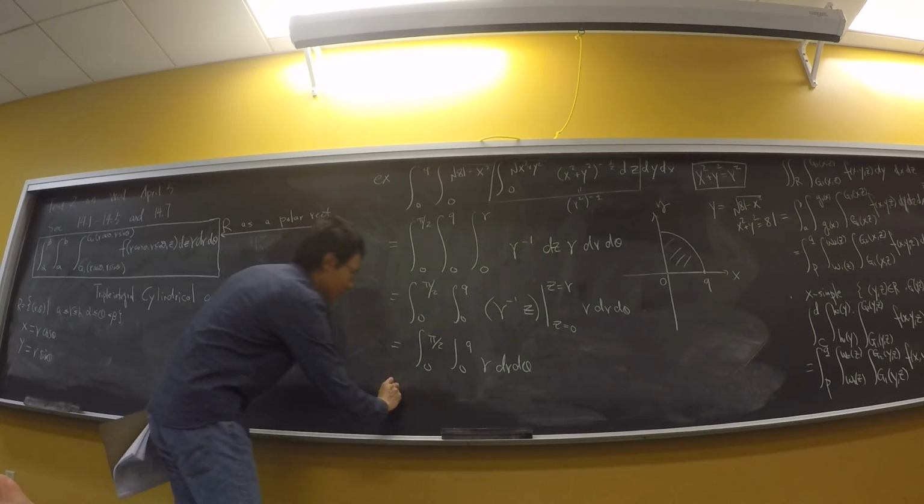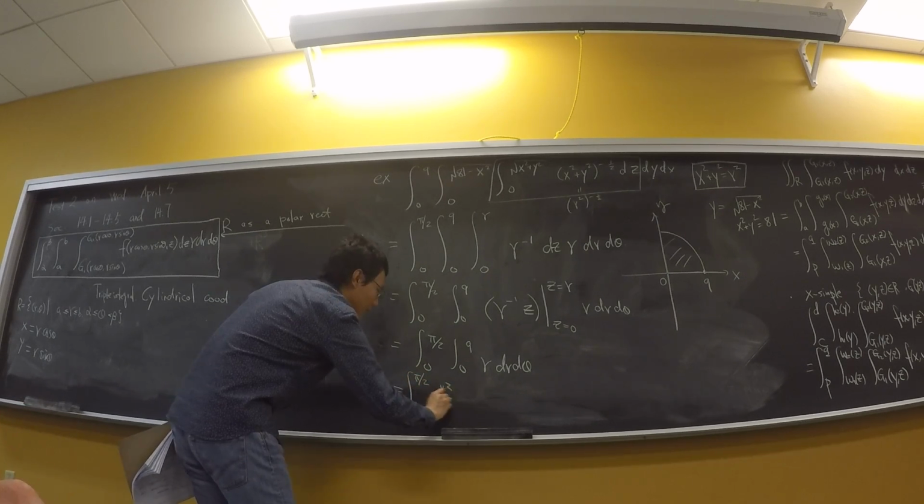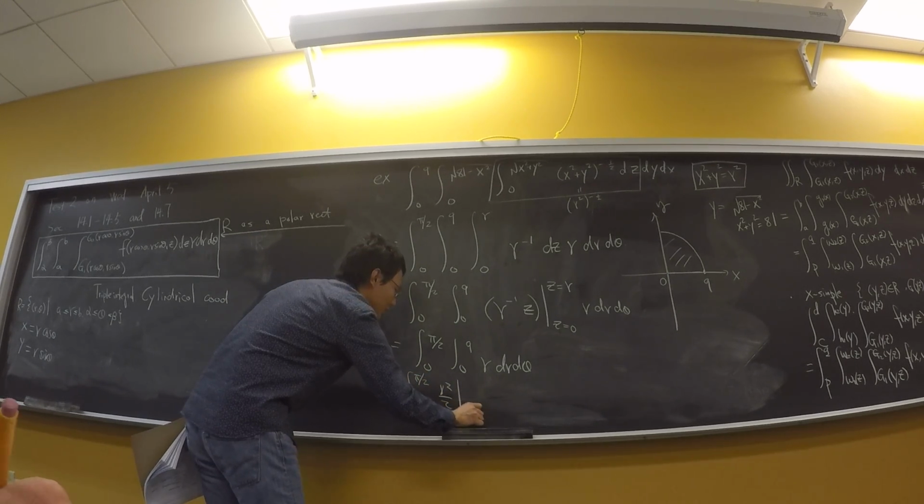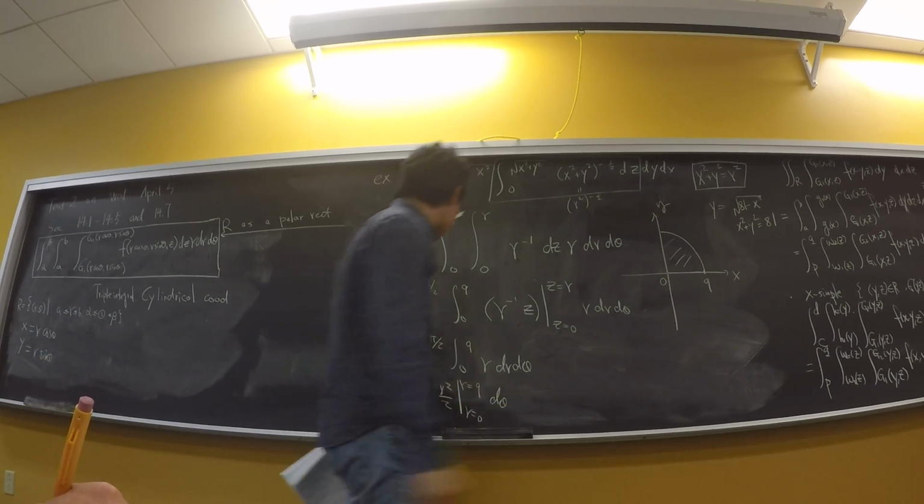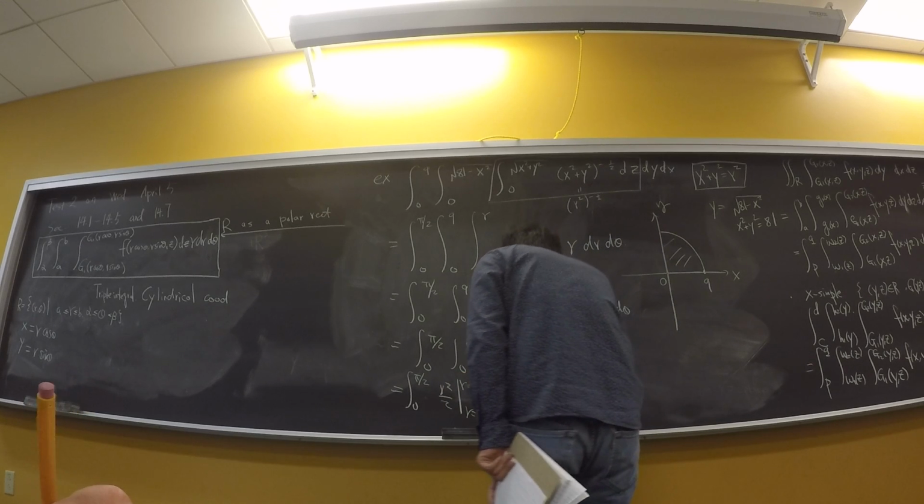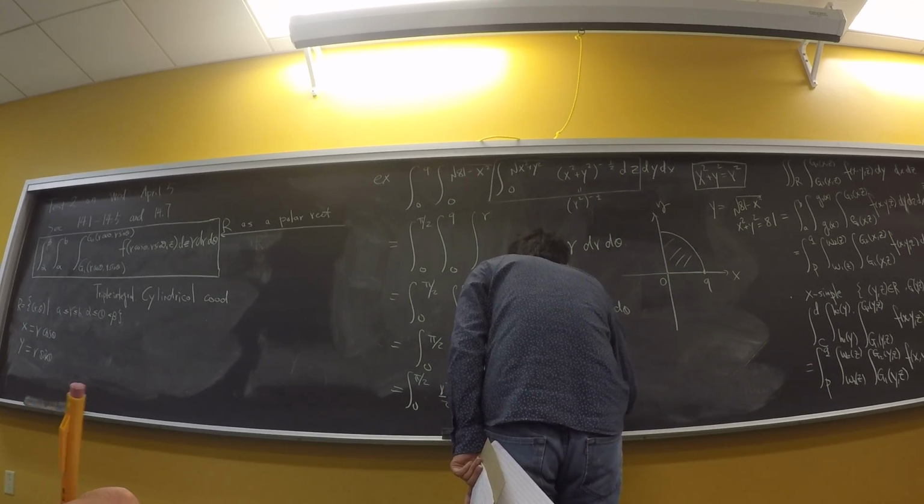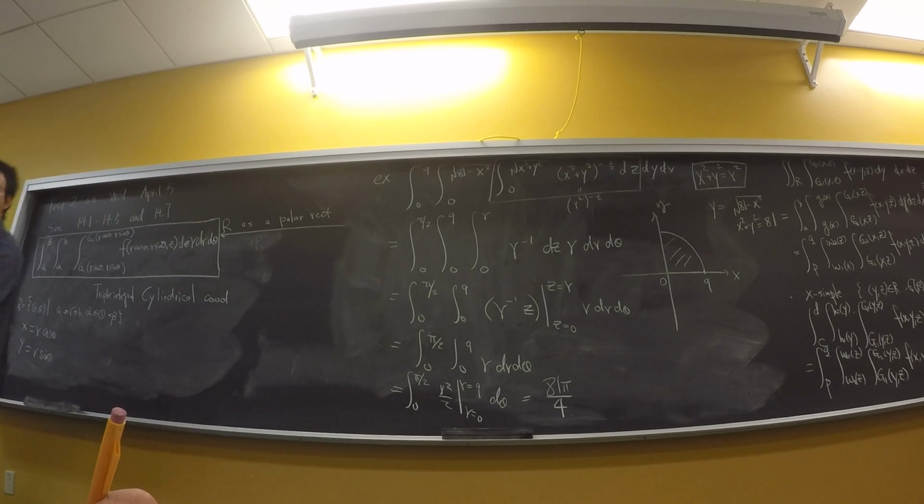Then it's going to be from 0 to pi half of r squared divided by 2, evaluating from r equals 0 to r equals 9, d theta. Let's see what we have: 81 divided by 2 multiplied by pi half. So it's going to be 81 pi divided by 4. That's going to be the answer here.